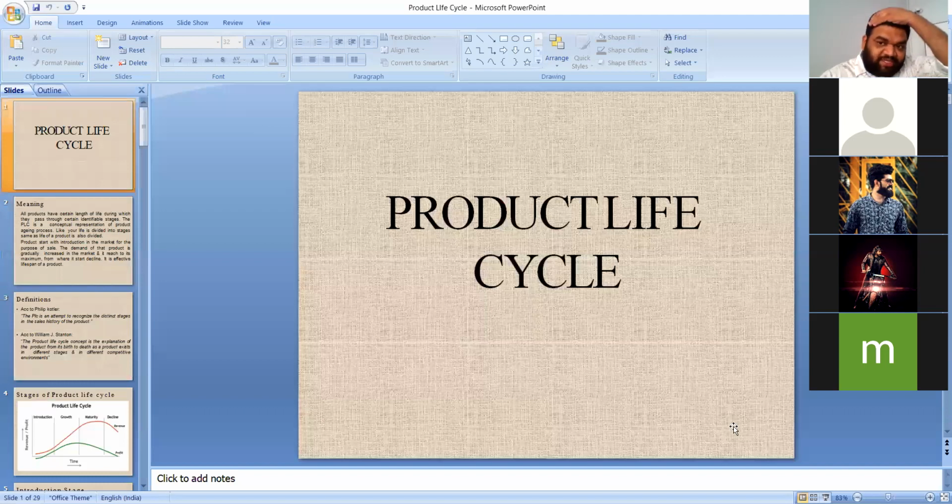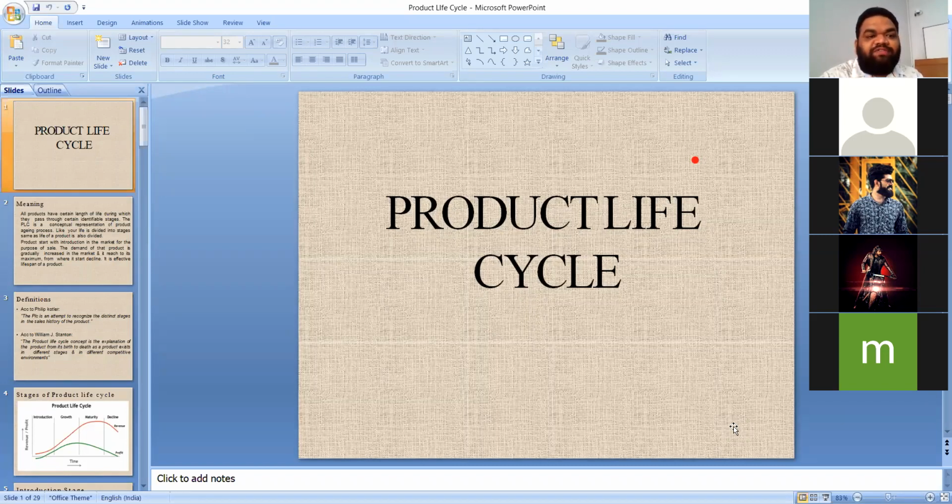So let us discuss very clearly PLC, product life cycle in innovation management. Now let me tell you how this PLC, the product life cycle, affects our innovation management, and how it is very important in innovation management. Let us discuss.